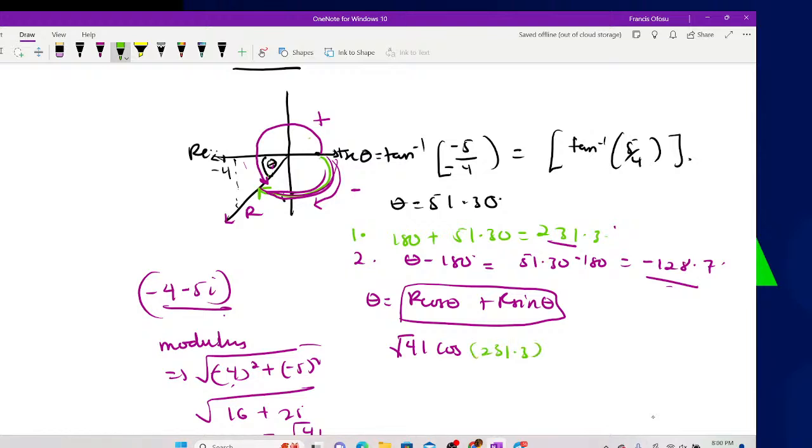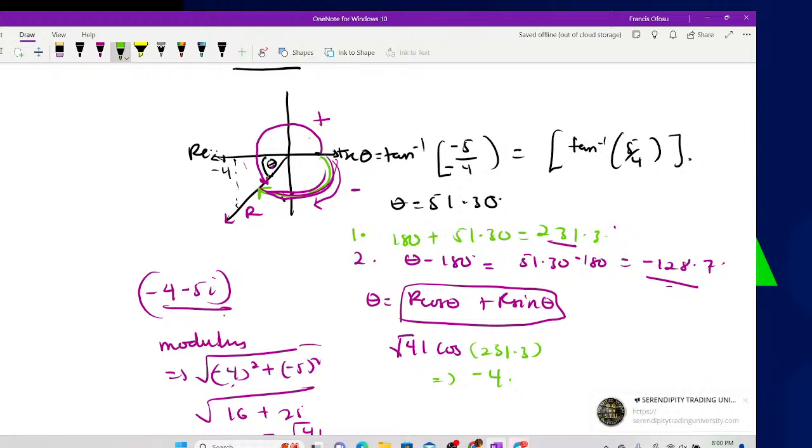231.3 will give me what? So you can follow as I punch it into the calculator. Square root of 41 cos of what? 231.3. This will simply give us -4.